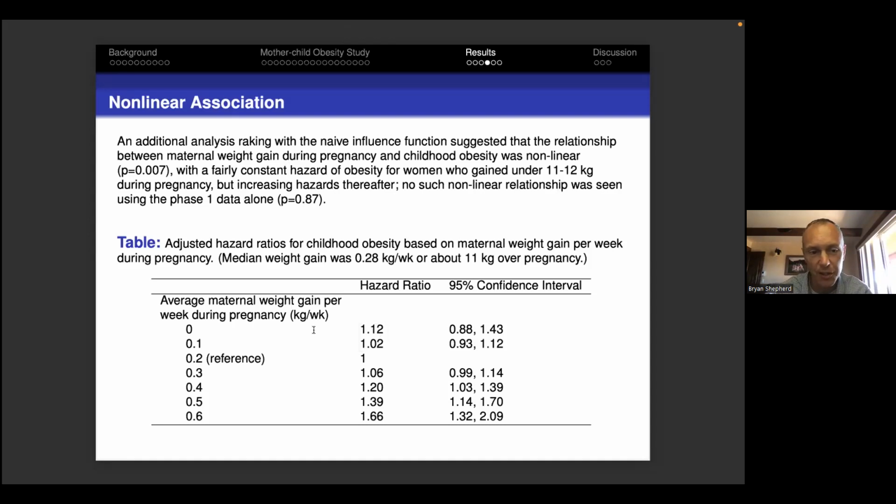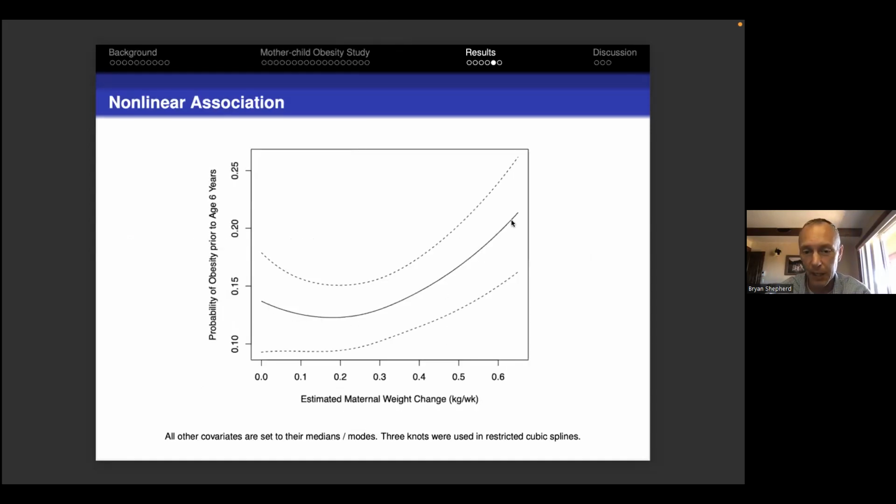So here are the hazard ratios comparing everything to a woman who gained 0.2 kilograms per week, which is just a little bit less than the median weight gain in our cohort. And so you see hazard ratios for childhood obesity are fairly constant, but then for women who gained quite a bit more, their children had a much higher risk of having childhood obesity. And here's visually that association that we saw using the validated data, but we did not see any association, any nonlinear association at all using the unvalidated data.